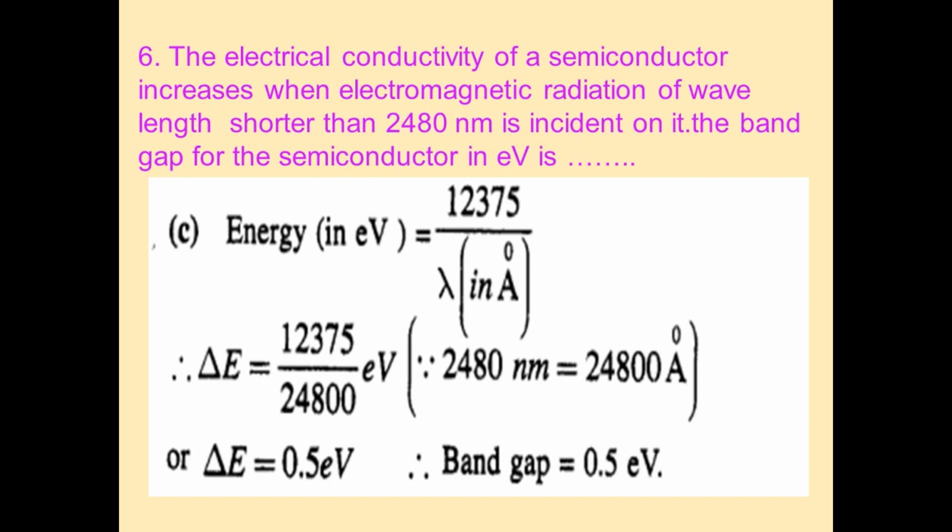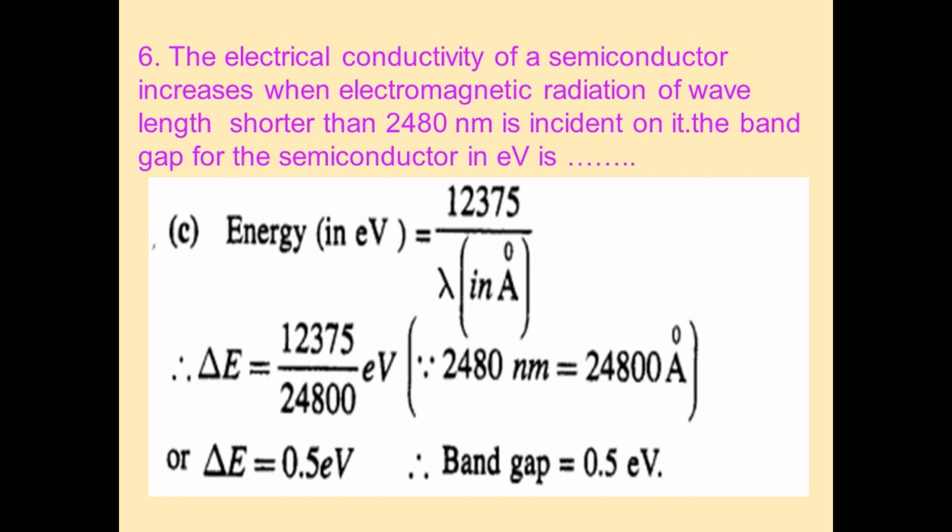So 24,800 angstroms. So simplify that. Band gap 0.5 electron volt, nearly.